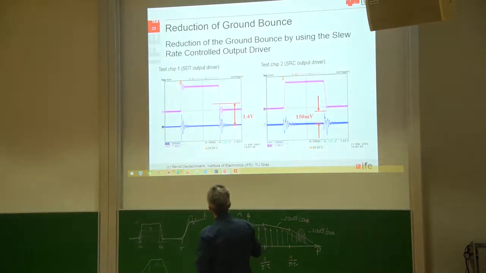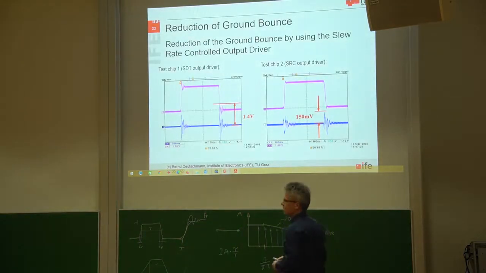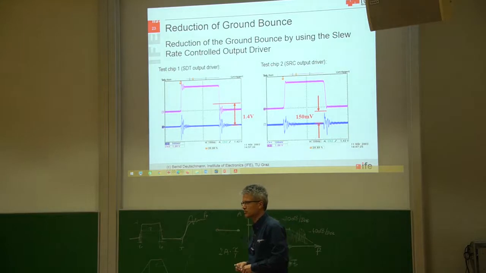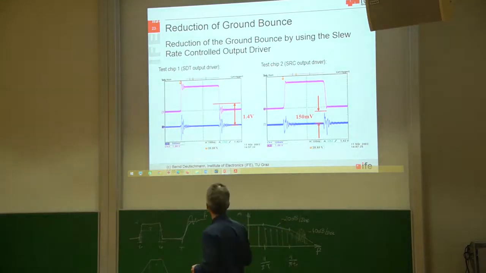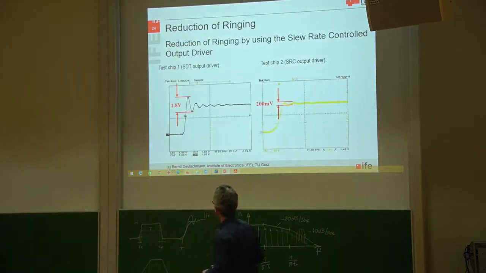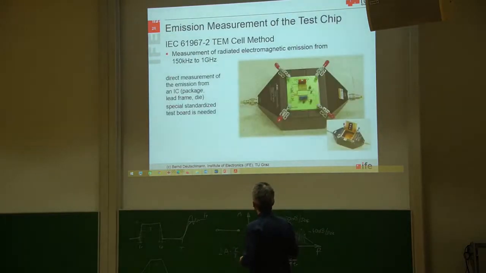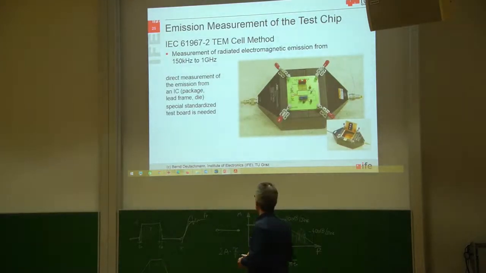So the old-fashioned chip had a ground bounce amplitude of 1.4 volt, and the new chip has a ground bounce amplitude of 150 millivolt. So significant reduction of the ground bouncing. This is assumed a function of the ringing. So we could also reduce the ringing from peak to peak from 1.8 volt to 200 millivolts. And now we were interested in how much electromagnetic emission reduction we can get.